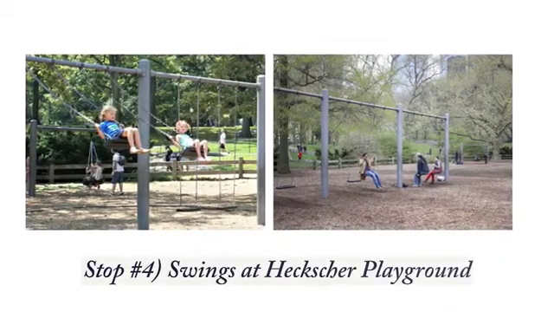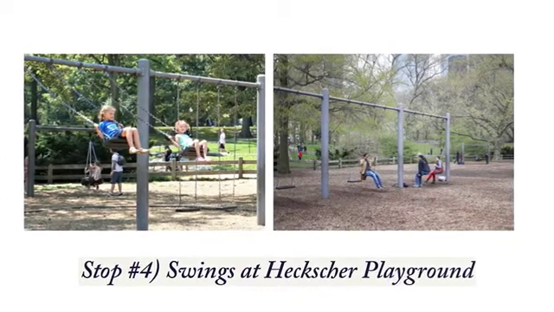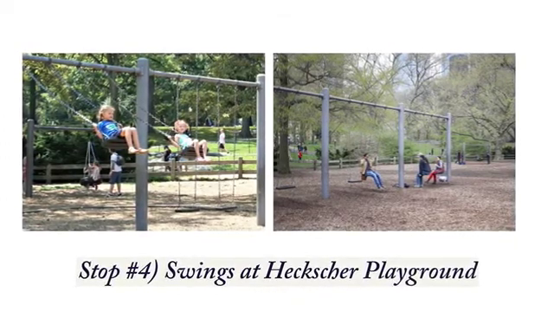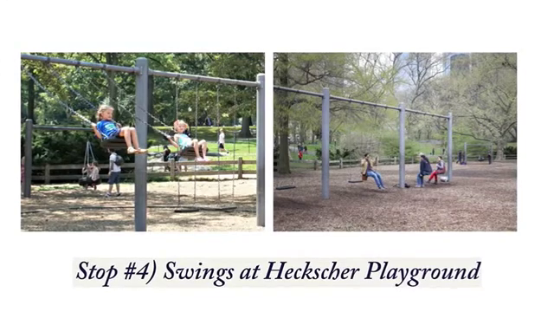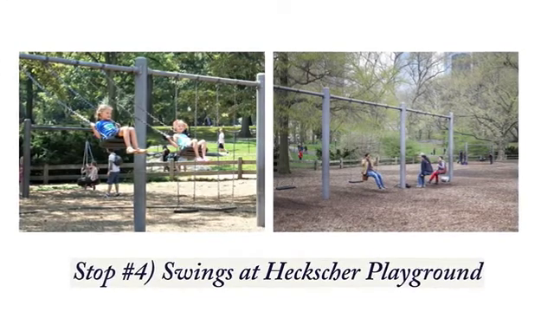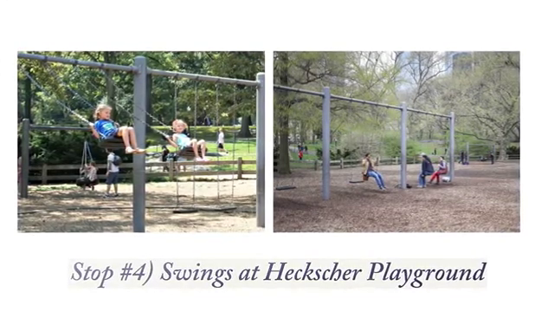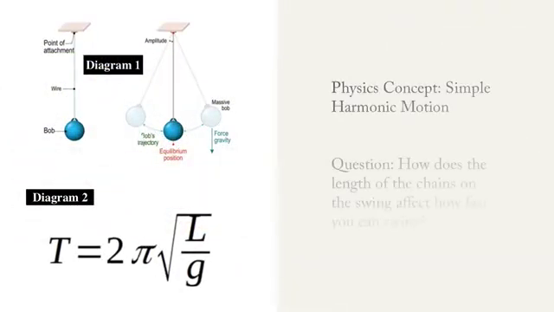Welcome to the Heckscher Playground. How do you think the length of the chains on the swing affect how fast you can swing? When you swing back and forth on a swing, your motion models that of a pendulum, shown in diagram 1. This physics concept demonstrated is simple harmonic motion.